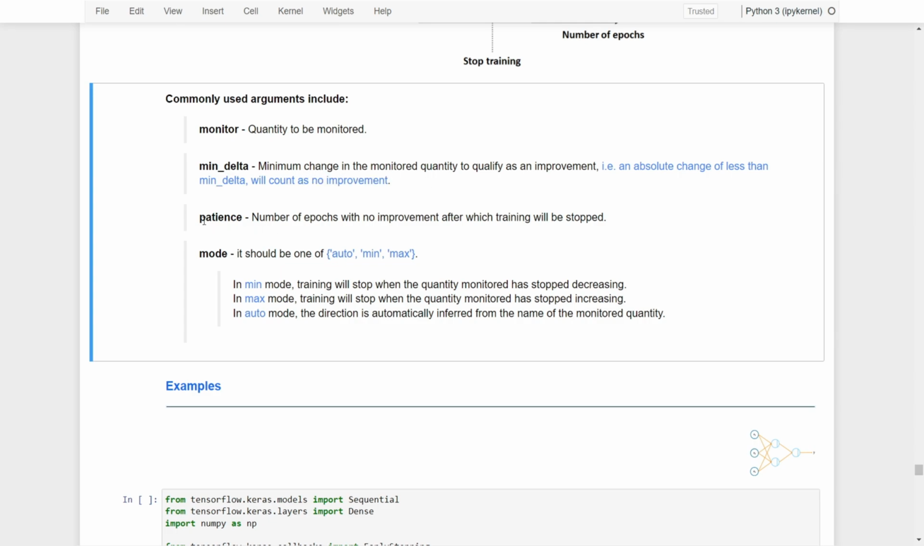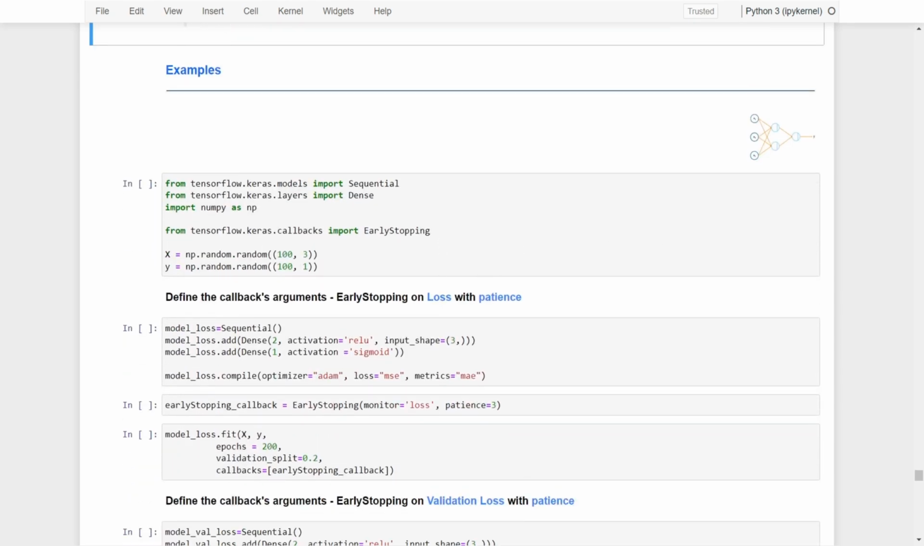On the other hand, there's patience, that is the number of epochs with no improvement after which training will be stopped. Say, for example, we have a patience of 5 epochs. If within those 5 epochs there's no improvement, then we will stop the training. And there's the mode, just like what I mentioned before. In min mode, we are talking about the minimization of the monitored quantity. In max mode, we are talking about the maximization. That depends on the quantity that you are monitoring. And in auto mode, the direction is automatically inferred from the name of the monitored quantity. Say, for example, if the name is accuracy, then it will automatically pick up max, something like that.